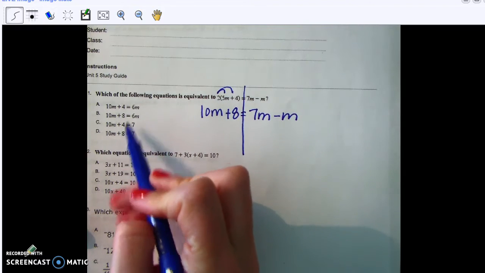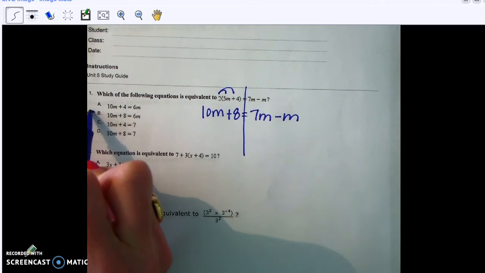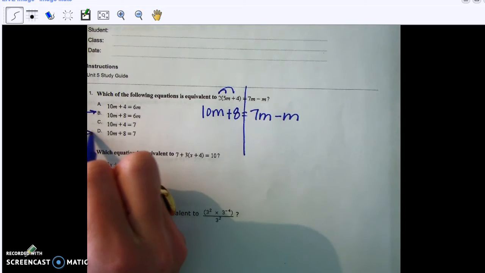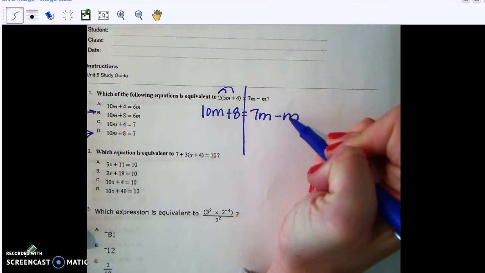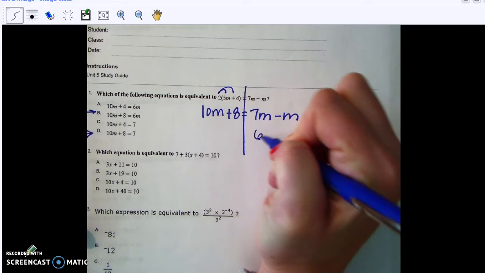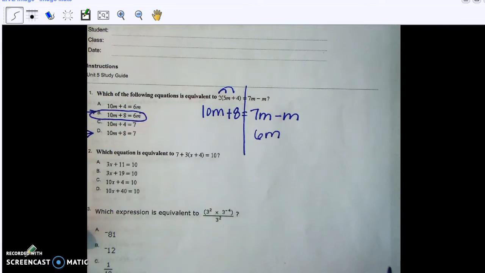None of these look like that, but oh look, 10m plus 8 is right here. Good. So then, if I just look at this side, 7m minus m is 6m. So it looks like B would be my answer.